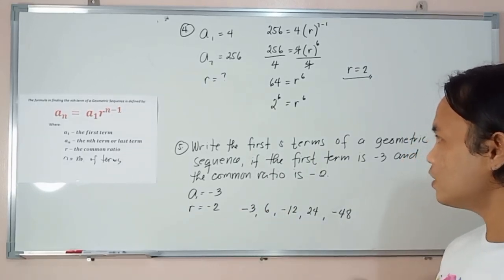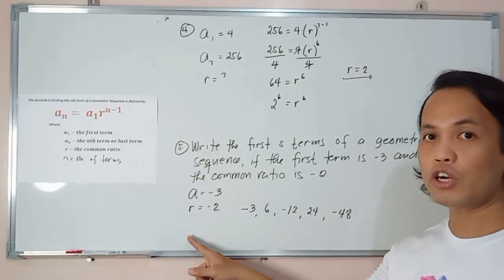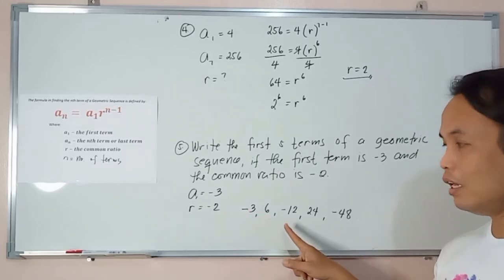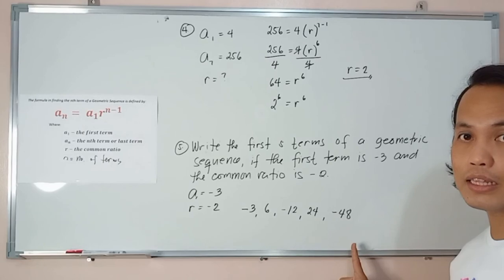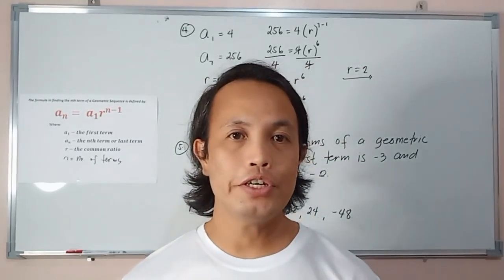So the first five terms of a geometric sequence, given the first term of negative 3 and a common ratio of negative 2, are negative 3, 6, negative 12, 24, and negative 48.